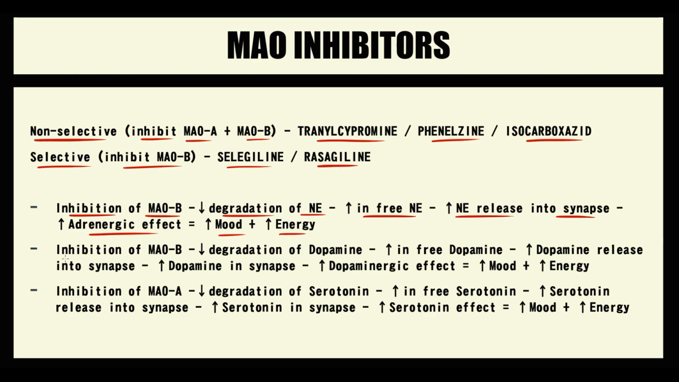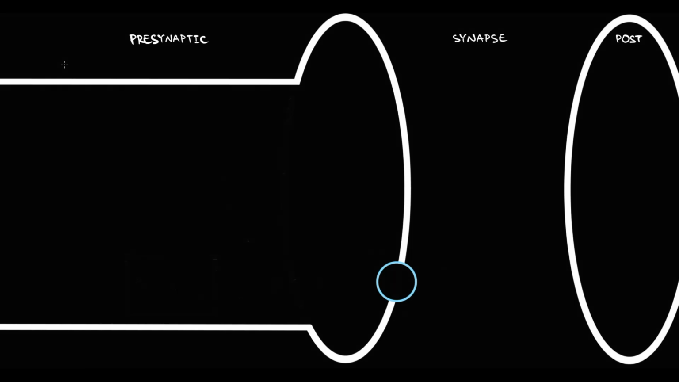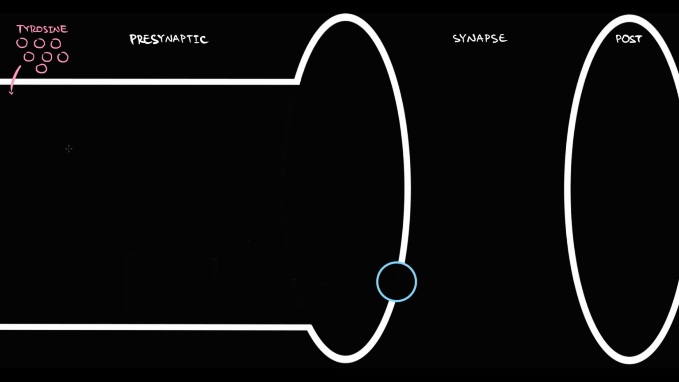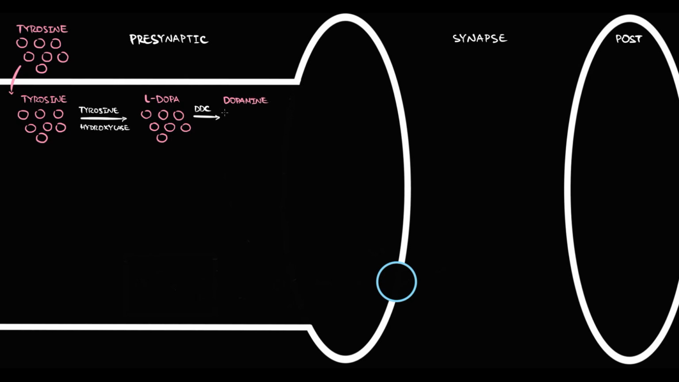But also, inhibition of MAO-B results in increasing amount of dopamine in the synapse. And to explain this, we have to know how dopaminergic neurons work. So, we have presynaptic neuron, synapse, and postsynaptic neuron. Dopaminergic neurons uptake tyrosine. Once tyrosine appears inside the neuron, tyrosine undergoes hydroxylation by the rate-limiting enzyme tyrosine hydroxylase with formation of L-DOPA. Then L-DOPA by DOPA decarboxylase is converted to dopamine.